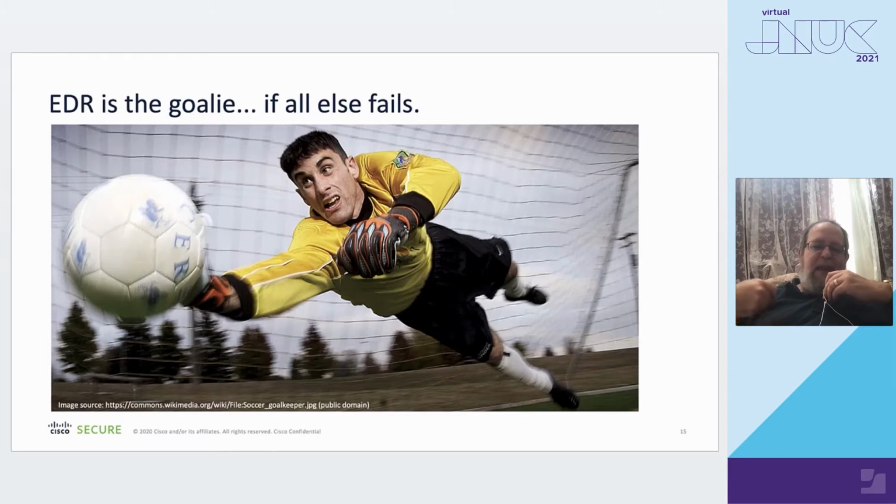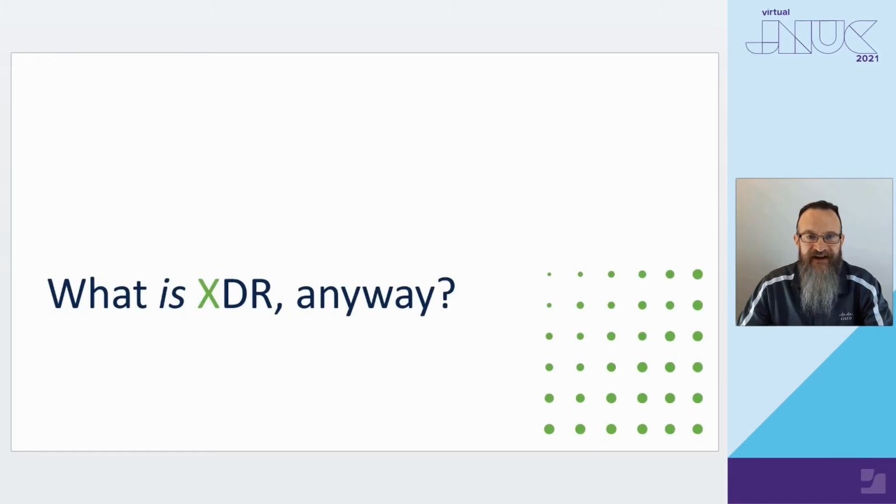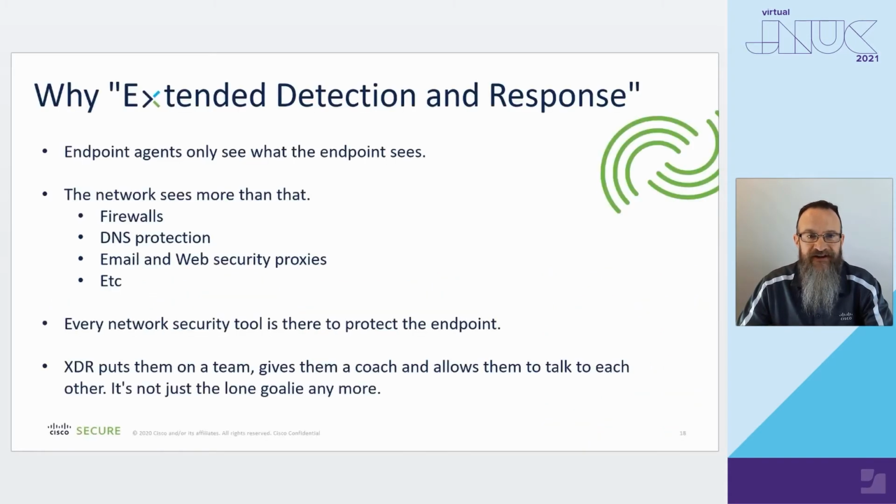And when you take the endpoint and the rest of the team, that's when you get beyond just EDR and into XDR, and I'll hand back over to Ben for that part of the story. Thanks, Brian. So EDR is the goalie. Got it. If all else fails, EDR is on the endpoint to stop the attack. But we're here to talk about XDR as well. And what is XDR anyhow? Extended detection and response. Why do we need that?